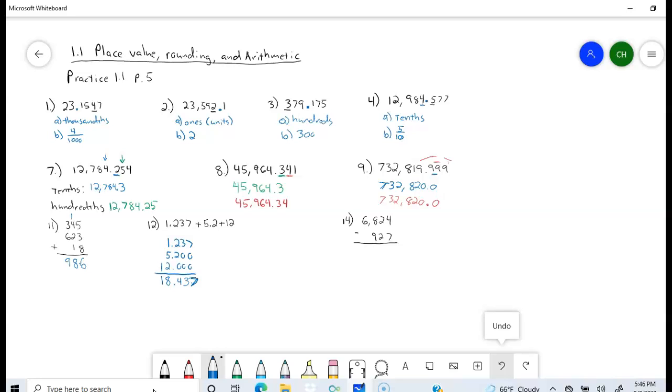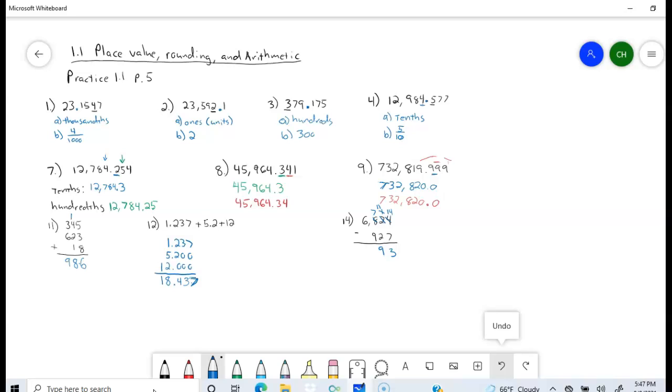Then I skipped 13, pretty basic, same thing we just did. 14, I've got a subtraction, 6,824 minus 927. I've got to remember my 4 is not big enough to subtract 7 from. So for that one, I'm going to have to borrow from the 2. So this 2 is going to become a 1. It's going to be a 14. Get a 3. My 1 is not big enough to subtract 2 from, so he's going to have to borrow. He's going to become an 11. This guy's going to become a 7 and get 9.